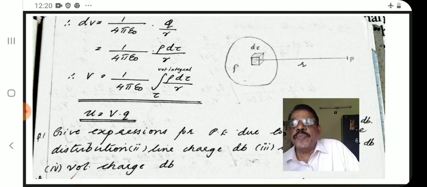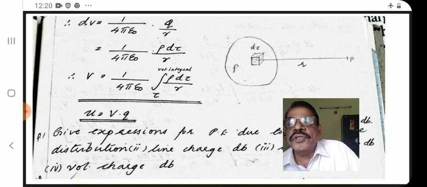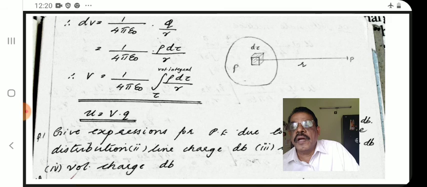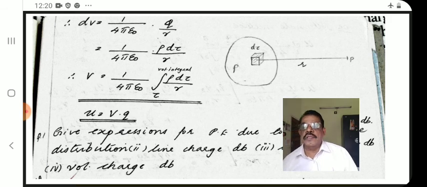But dV is 1 by 4 pi epsilon 0 rho d tau by r. The constant is taken in front. V is equal to 1 by 4 pi epsilon 0 volume integral over tau rho d tau by r. And the potential energy we can calculate as usual by the relation U is V into Q.